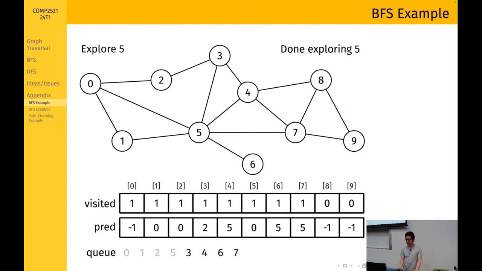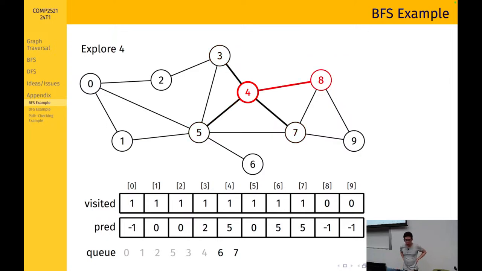Next, we dequeue 3. 3's neighbors have all been visited already, so we do nothing for each of those vertices, and we're done with exploring 3. Nice and simple. Next, we dequeue 4. 4 has these neighbors: 3, 5, 7, and 8. Now 3 and 5 have already been visited, and so has 7.